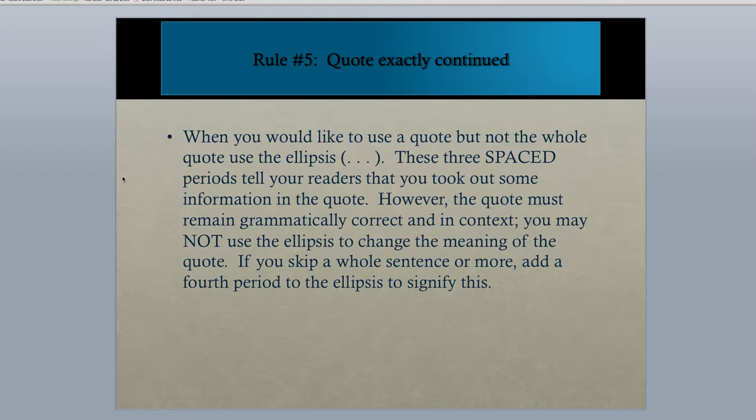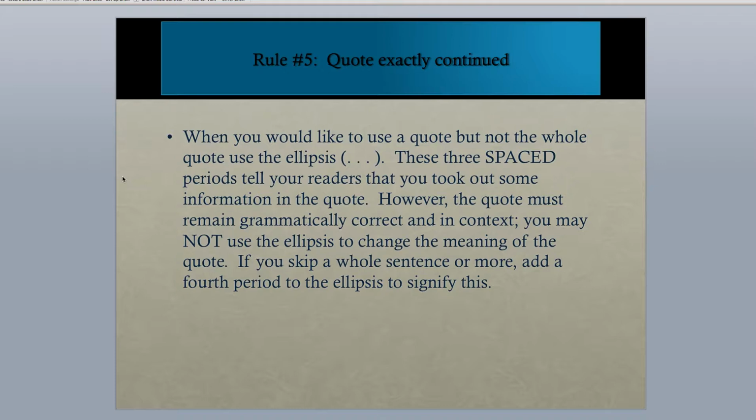If you would like to use a quote, but not the whole quote, let's say you're taking a part of a sentence out, you can use the ellipses. These are 3 spaced periods that tell your reader that you took out information from that sentence, that it's missing in your quote. And if you've never known how to use an ellipses before, this is exactly how you would use an ellipses grammatically.